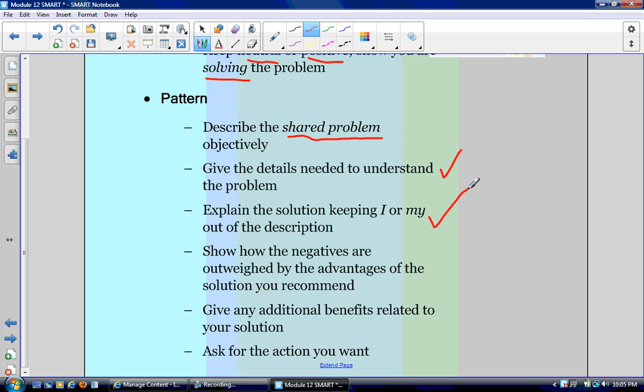You want to keep I or my out of that description of the solution. That can seem really egotistical to people sometimes. And so if you really want them to have buy-in or ownership over the solution, you have to present it in an objective and not egotistical way so that they feel it's a choice that they're able to take ownership of as well. And then, of course, we're going to sandwich that negative in the middle and give it a positive emphasis and show how the advantages of the solution outweigh any negatives.